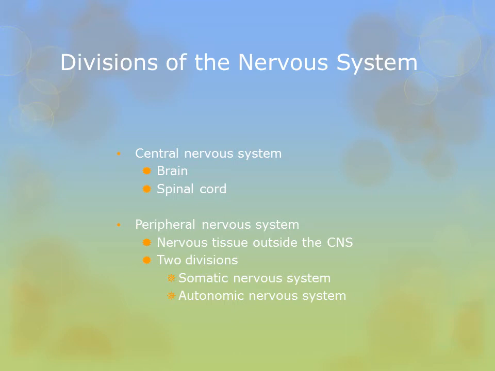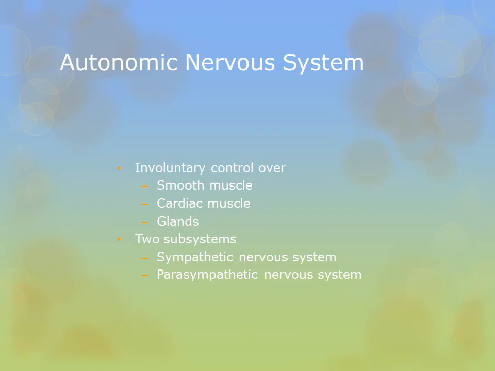So the primary functions of the nervous system are to recognize changes in the internal and external environment, process these changes, and to produce an action or a response to those changes. So again, the autonomic nervous system is involuntary control over smooth muscle, cardiac muscle, and glands. There are two subsystems to the autonomic nervous system. That's the sympathetic nervous system and the parasympathetic nervous system. So let me back up just a minute.